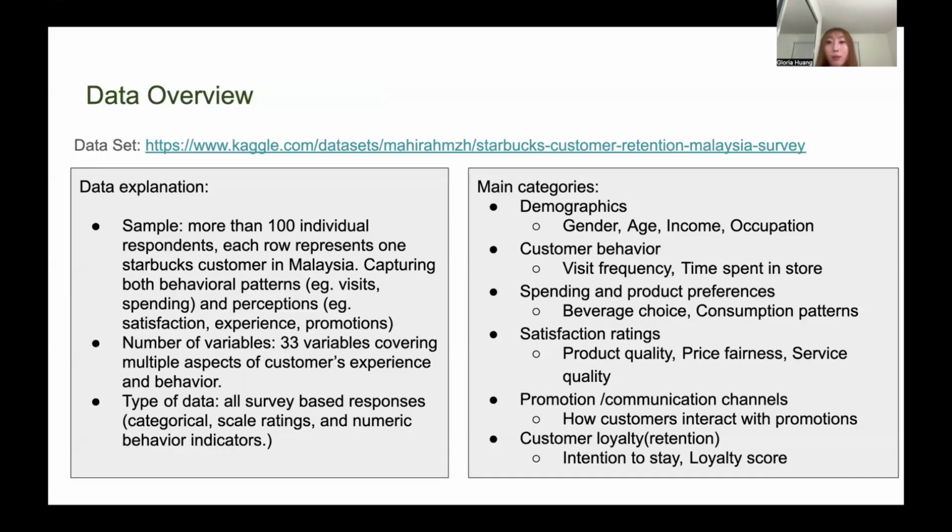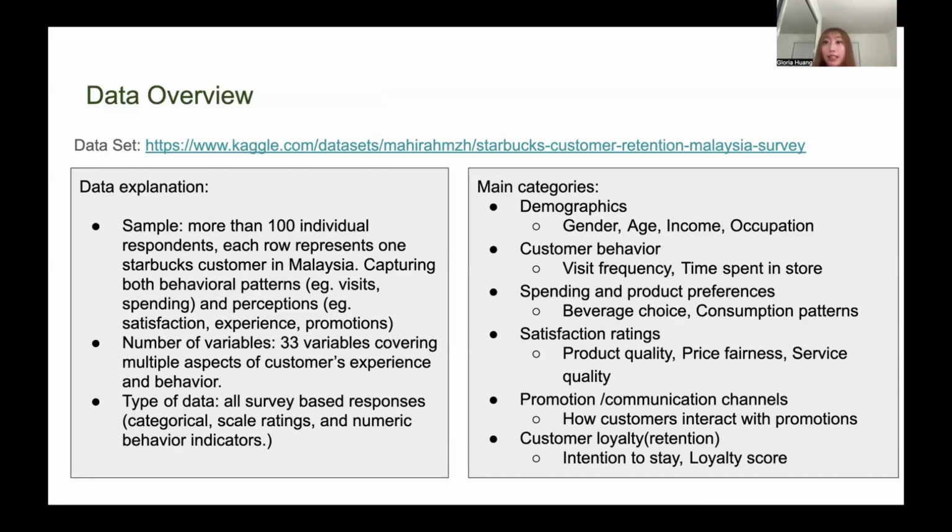And the third one would be spending and product preference. It includes beverage choices, consumption patterns, and also typical spending per visit. The fourth one is satisfaction ratings. It includes product quality, price fairness, service quality such as Wi-Fi, and also overall choices. The fifth one would be promotion and communication channels. It includes how customers interact with promotions and how they heard of the Starbucks Rewards app.